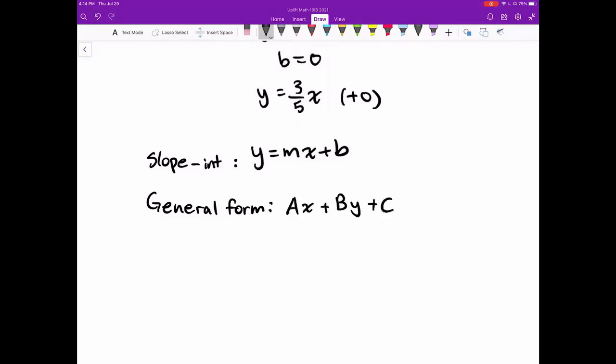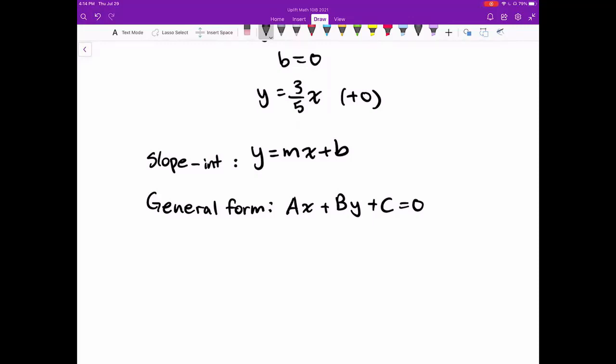So something to know about this form is that there's really no way to tell from just 2 points or a graph. What you have to do first is convert the points or the graph into slope-intercept form, and then change it into general form.